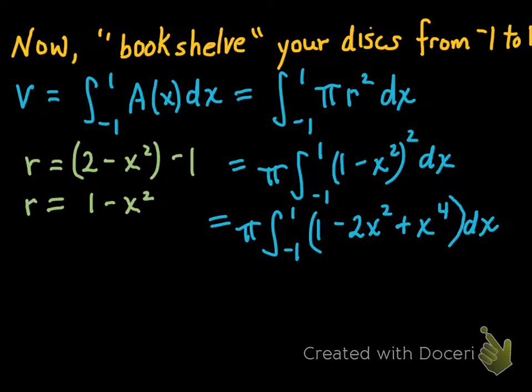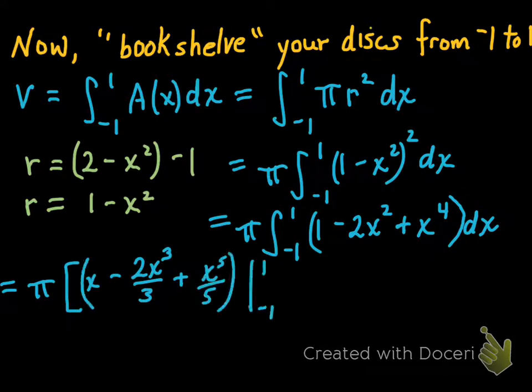When I integrate the constant 1, I'm just going to get x. The other two are textbook: add 1 to the exponent, divide by the new exponent. So this step should make perfect sense to you. When I integrate 1, I get x. When I integrate 2x squared, I add 1 to the exponent and divide by the new exponent. That yields 2x cubed over 3. And the last term, when I integrate x to the fourth, I get x to the fifth over 5.